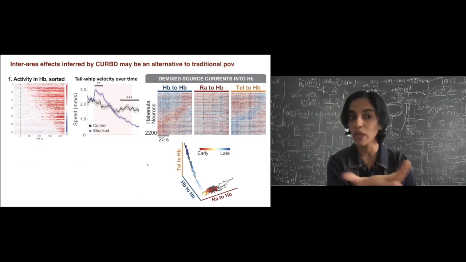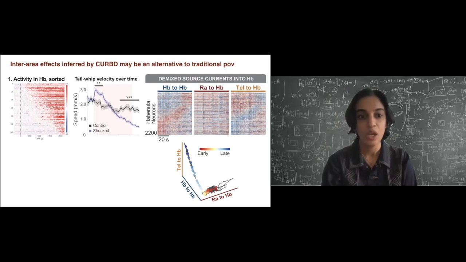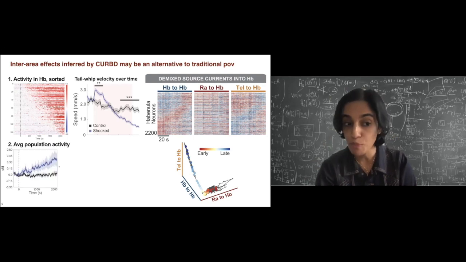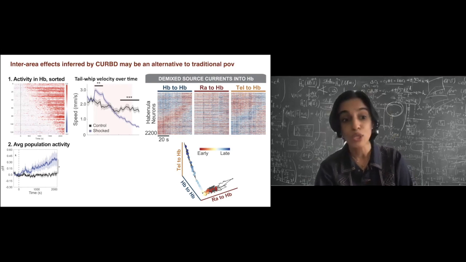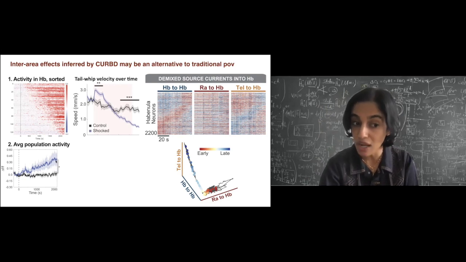Like, for example, we could take the activity in the habenula, the actual recordings, and sort them. We could take the average population activity of all the units in the habenula as a function of time. So this is average delta F over F. In black, again, is control fish. And in blue is the shocked fish.